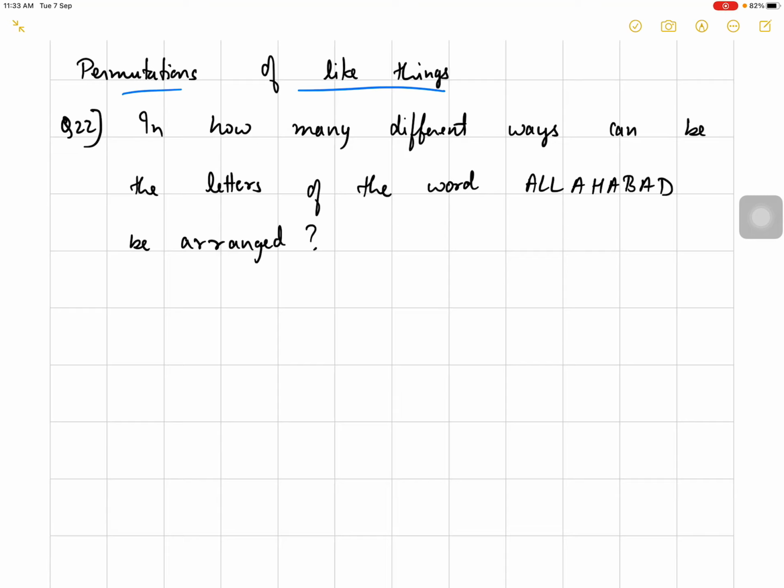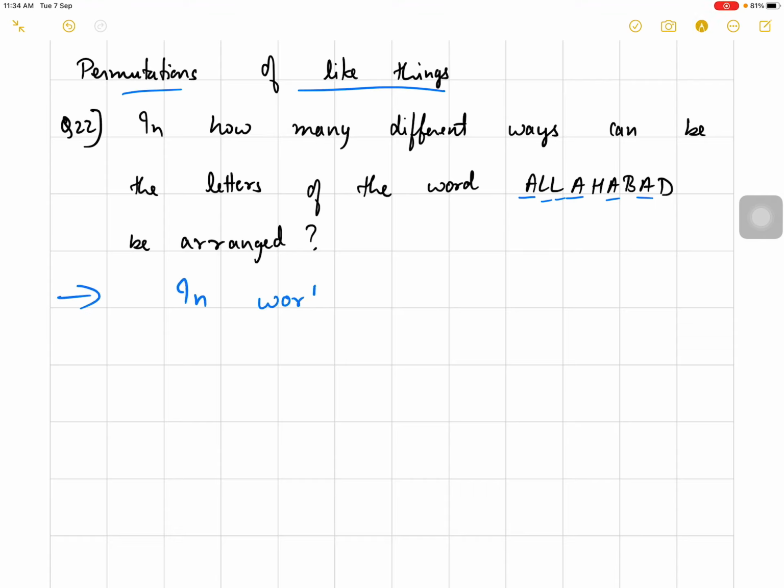So in this question, the difference is, if you see, A is repeated 4 times: 1, 2, 3, 4. Correct? L is repeated 2 times. So A is repeated 4 times and L is repeated 2 times. When the letters are repeated, how are you supposed to calculate permutation? The formula will slightly change when the letters are repeating. Until now, whenever we solved a question, there was no repetition of the letters. So let's solve this.